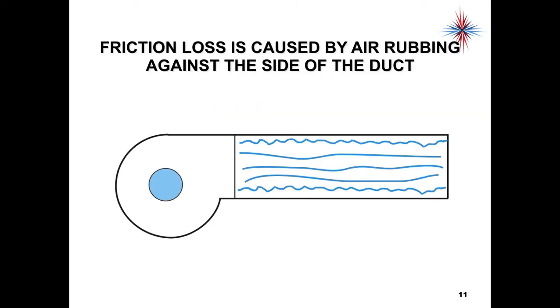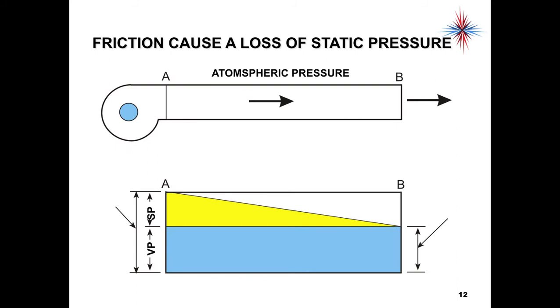Now, friction loss is caused by the air rubbing against the side of the ductwork. Friction, okay? Any part rubbing against another part causes friction. Friction causes a loss of static pressure.